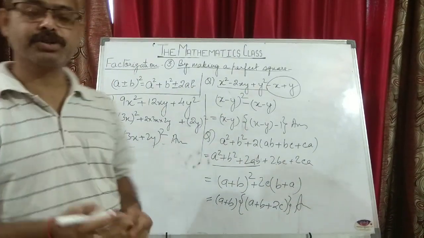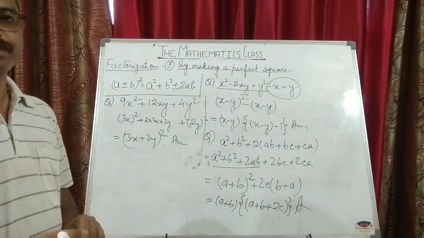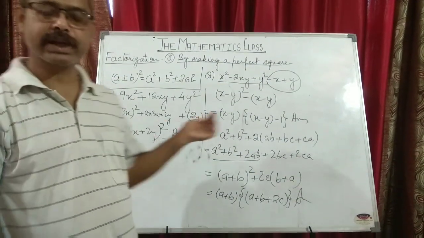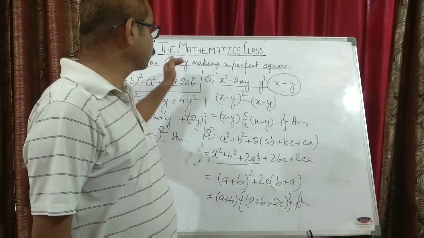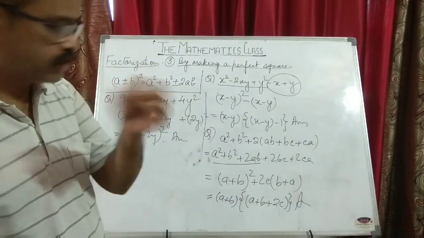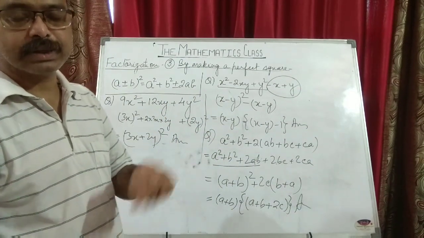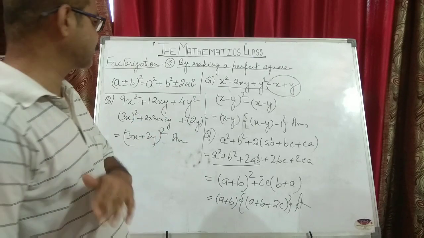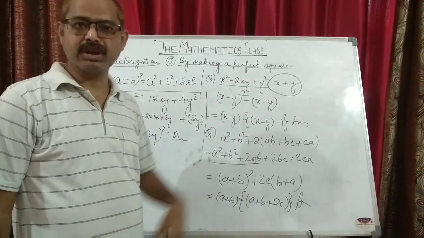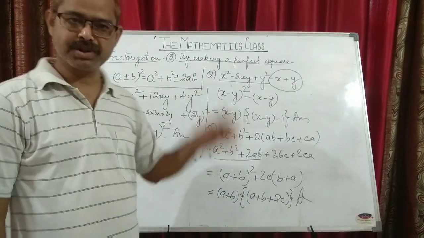So we have discussed three types of factorization methods. First was by taking common, second was by grouping, and third one was by making a perfect square. The first three exercises in your book in this third chapter, the factorization chapter, are based on only these three. I expect you all to revise and solve the questions.